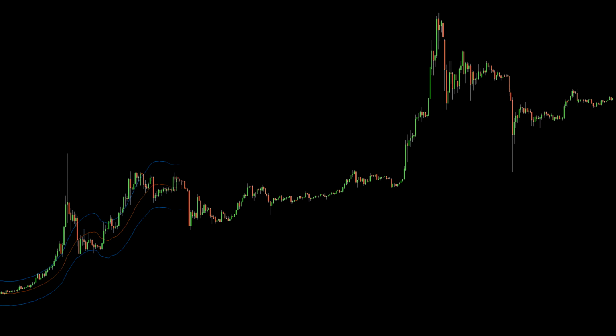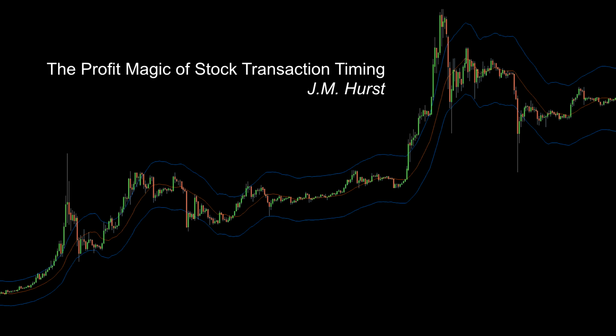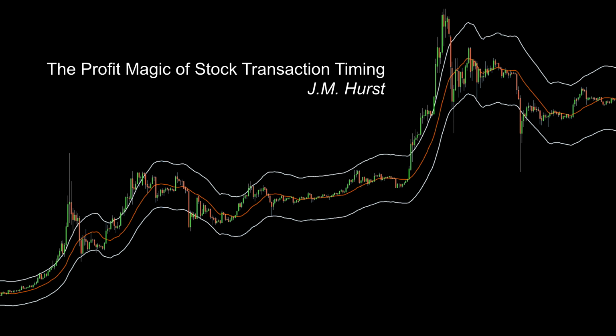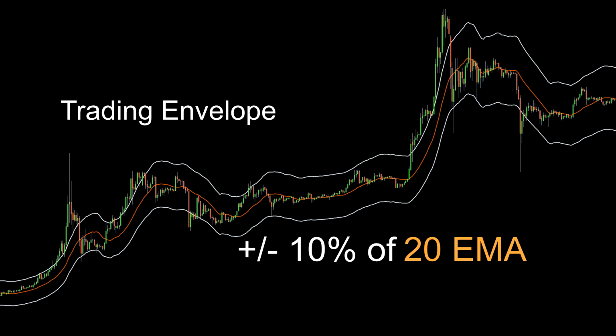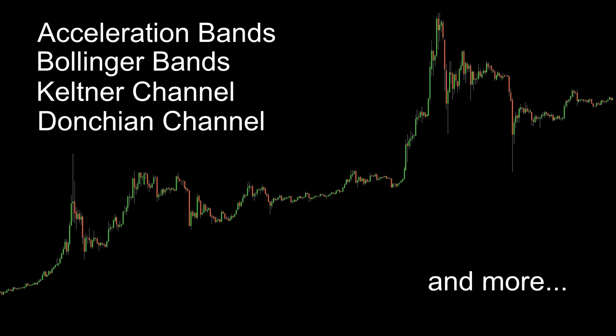The development in trading bands came about in the mid to late 1960s and was earliest published in 1970 by J. M. Hurst. Known as trading envelopes, these were shown as shifted moving averages above and below the price by either a certain number of points or a fixed percentage. Envelopes around price gained popularity and are still used today.